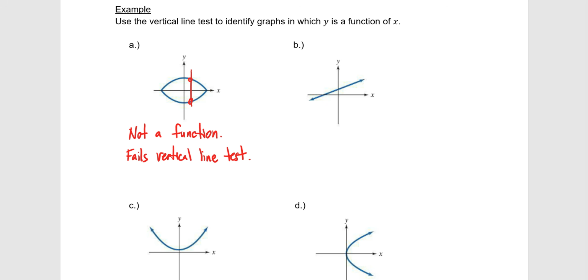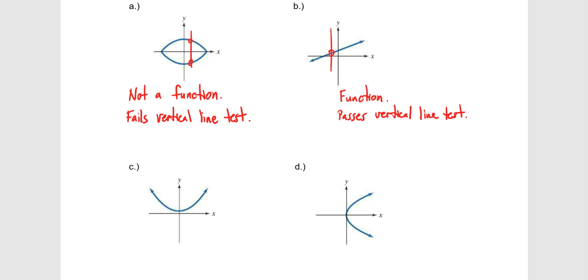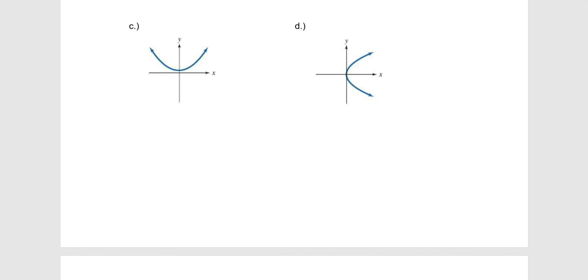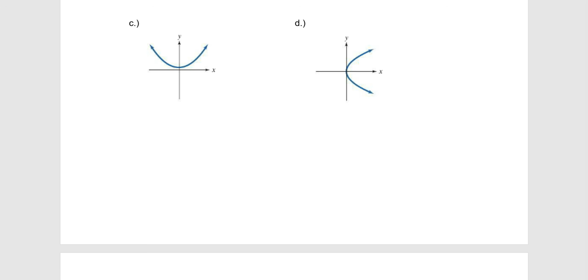Taking a look at B, if we draw a vertical line anywhere on this graph, say right there, no matter where we put it, it's only going to intersect the graph once. That means this is a function. Okay, and the next one, C. If we put a vertical line somewhere, I'll put it right over here, no matter where we put it, it's always going to pass the vertical line test. So since it passes, it is a function.